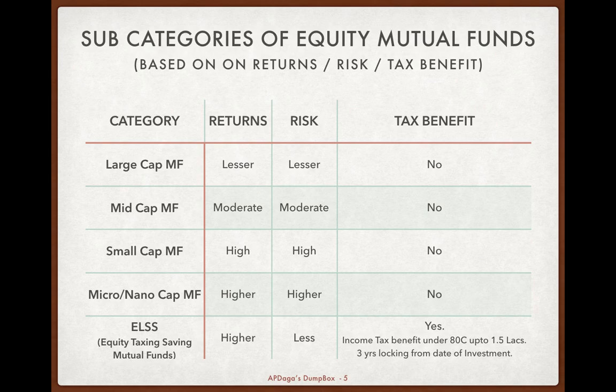Now we'll talk about ELSS. It is the fourth category. In this category, you get tax benefit in your income tax up to 1.5 lakh rupees per year. But in this case, your fund will be locked for 3 years from the date of investment. Its return is higher, and risk is comparatively less.